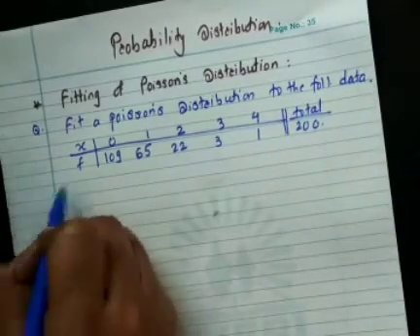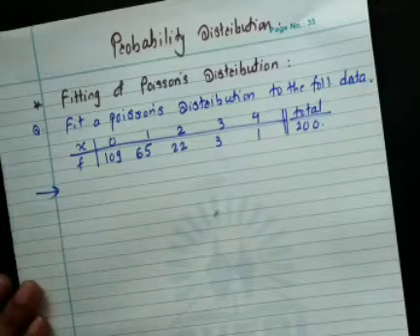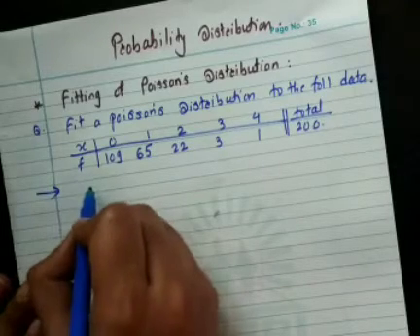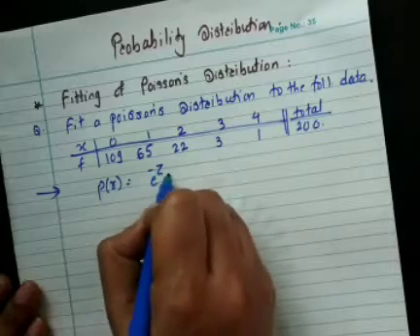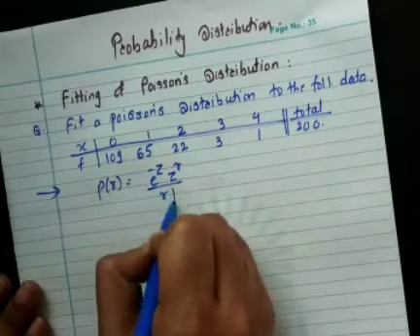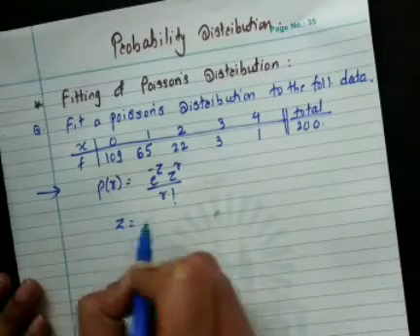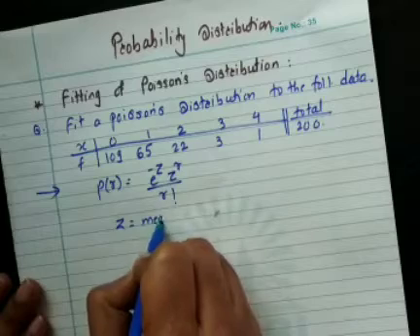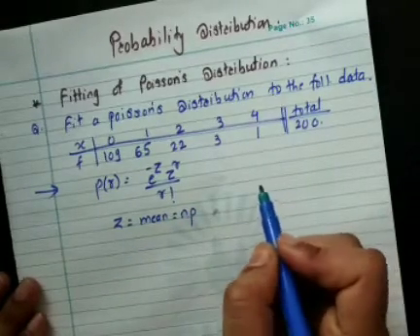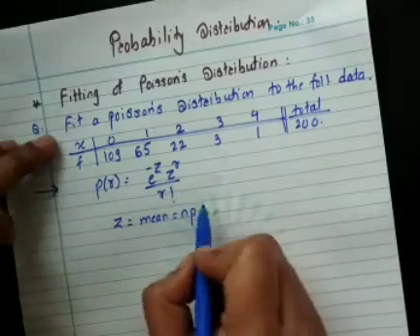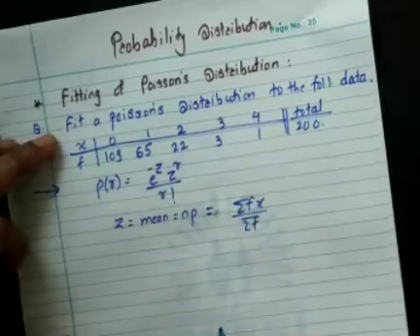Okay, this is given to you and you are asked to fit a Poisson distribution. We know the Poisson distribution formula: probability of r is e raised to minus z, z raised to r upon r factorial. For that we need z, and z is nothing but the mean. It is np in case of a Poisson distribution. But we have been given statistical data. For that, mean is summation fx upon summation f.